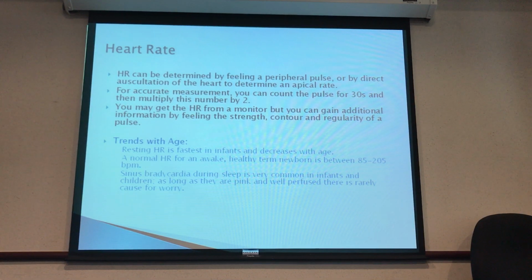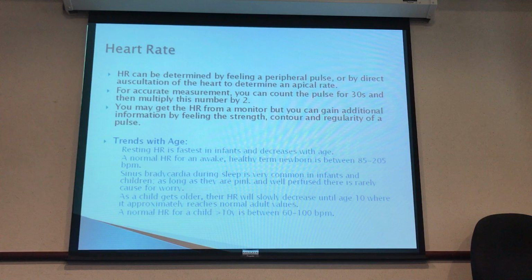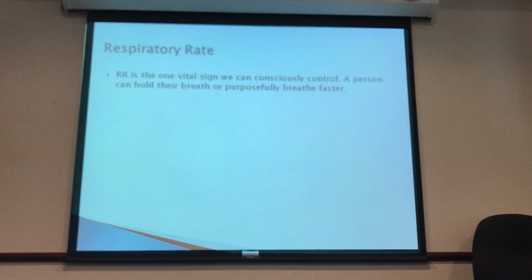It is important to note that sinus bradycardia during sleep is really common in infants and children. So usually, as long as they're well perfused and they're otherwise healthy, it's not really a reason for concern. It's not an uncommon thing to be called about in the nursery for heart rates somewhere in the 70s, and generally the infants are otherwise well. It's not an issue. As children get older, their heart rates slowly decrease until they're around age 10, when they begin to approximate normal adult values. So you'd get a normal somewhere between 60 and 100, not unlike adults, based on their height and weight and baseline level of activity.